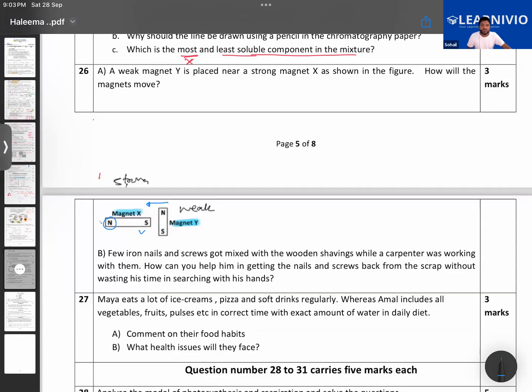So the direction of the movement actually depends upon the orientation of the poles. If opposite poles face each other, the weak magnet will be pulled towards the strong one. If like poles face each other, then the weak magnet will be repelled away from the strong magnet.